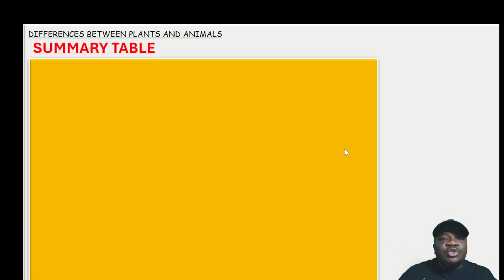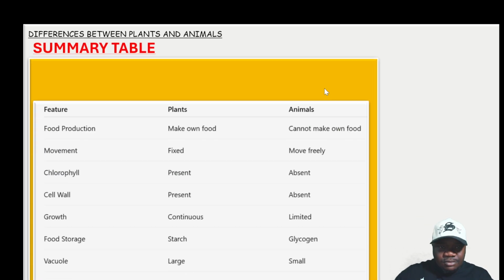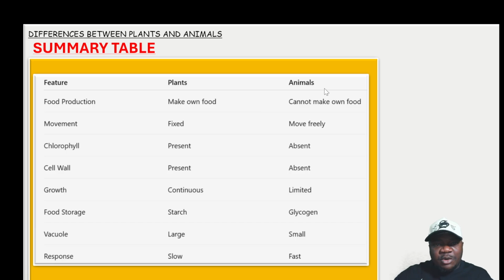Okay, so just a summary table of everything. You can take your time to get a pen and paper and write this down. So the features, you have the plants and the animals. Food production: plants make their own food, animals cannot make their own food. Movement: plants are fixed to one position, animals move freely. Chlorophyll: present and absent. You can take your time and go through this table. It gives you a clear view of the differences I've been explaining in the previous slides.